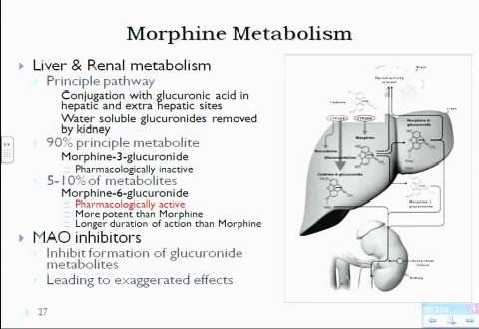But on the other hand, about 10% of the metabolites convert into what's called morphine 6-glucuronide. That is actually the active one. It's pharmacologically more potent than morphine and actually has a longer duration of action than morphine. What ends up happening is that your kidneys have to be responsible for removing the morphine 6-glucuronide. It's not water soluble. Now, the other thing that will cause an increase in morphine effects is patients who are on MAO inhibitors, because they inhibit the formation of glucuronide metabolites, and it leads to an exaggerated effect.